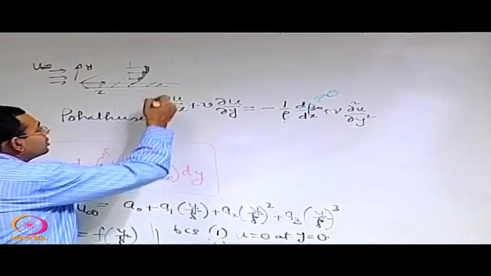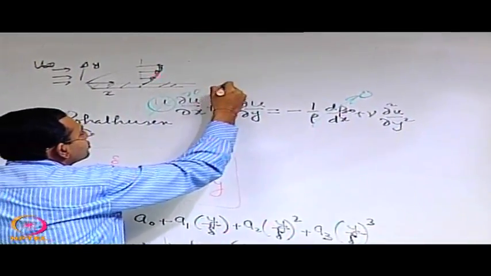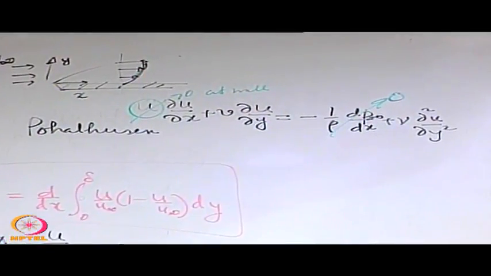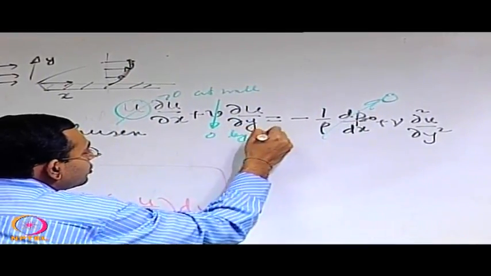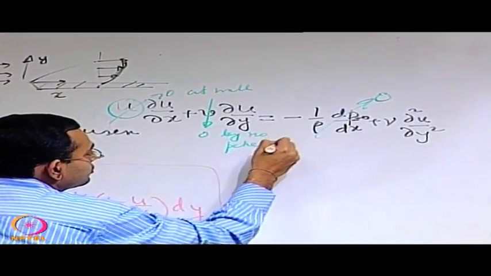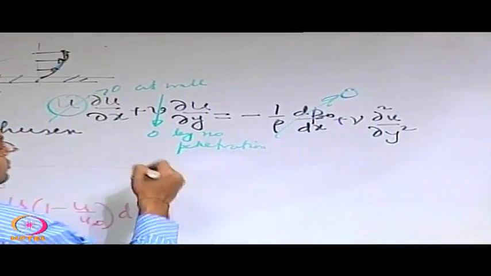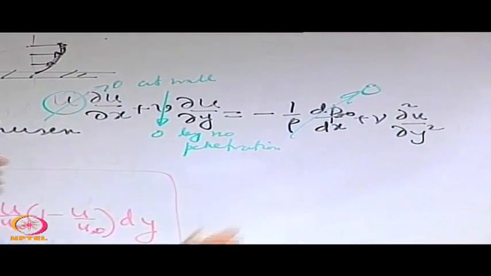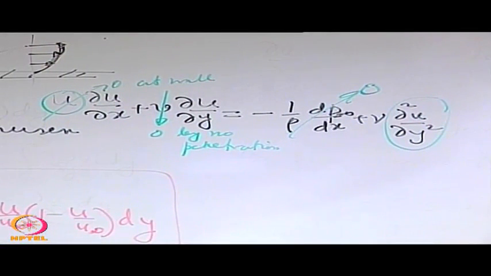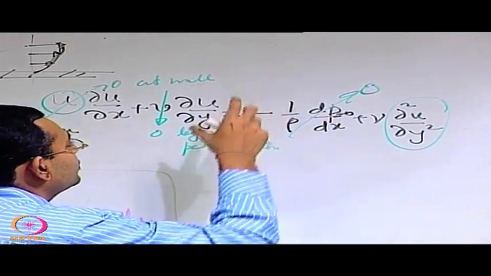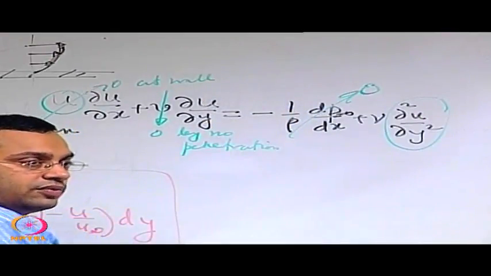At the wall, u is equal to 0, right, by no slip boundary condition. At the wall, v is equal to 0 by no penetration boundary condition. That means you must have the second derivative of u with respect to y equal to 0 at the wall, which follows from the governing equation. So this is not a boundary condition that you directly find out intuitively, but if you want to make sure that the momentum conservation is satisfied, then that is what you get.